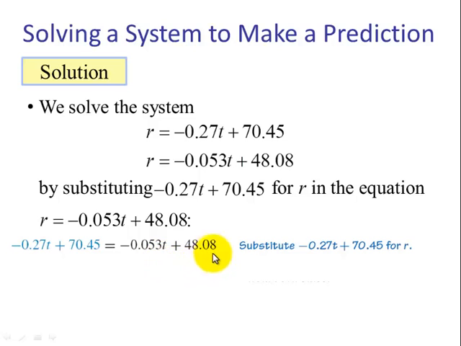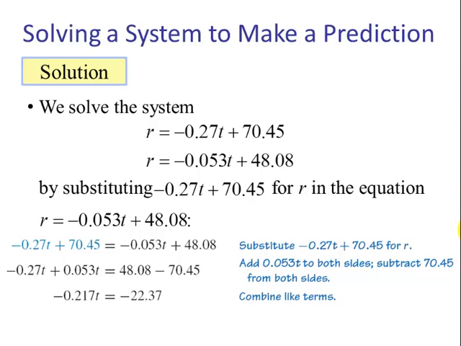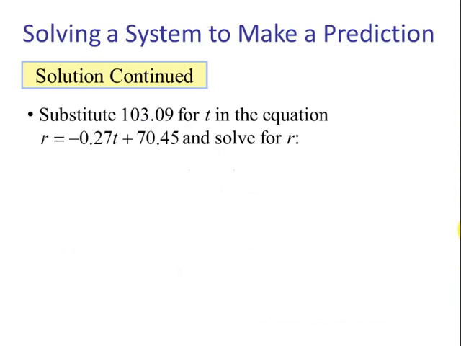So here we have our equation. We have T's on both sides. I'm going to add 0.053 T to both sides, and then I'm going to subtract 70.45 from both sides. Now combine like terms, and our last step is to divide by negative 2.217, and we see that T is approximately equal to 103.09. Substituting 103.09 into the equation and solving for R, we see that R is approximately equal to 42.62.